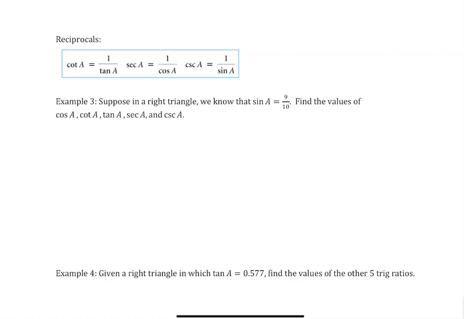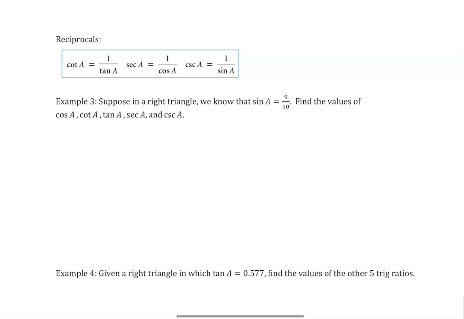In part 1 of this section, I alluded to the idea that cotangent, secant, and cosecant were reciprocals. All that means is that to find the cotangent, you just flip the tangent. It's 1 over the tangent, or you just flip the answer. Same with secant, which is the reciprocal of cosine, and cosecant, which is the reciprocal of sine. So really, there's only 3 ratios that you need to know: sine, cosine, and tangent, and then you need to know what reciprocal goes with that.